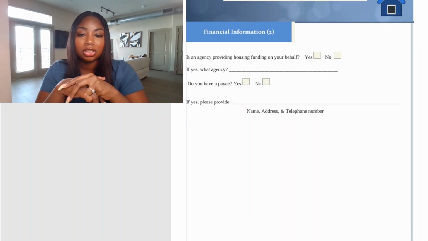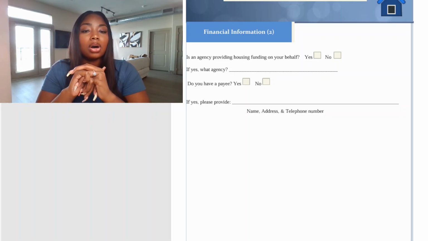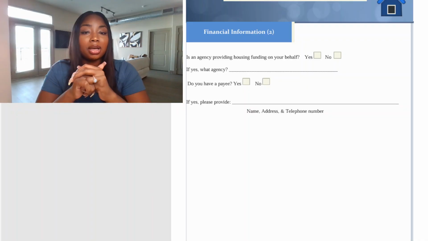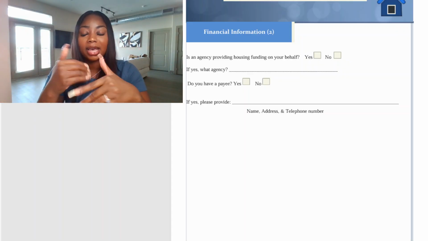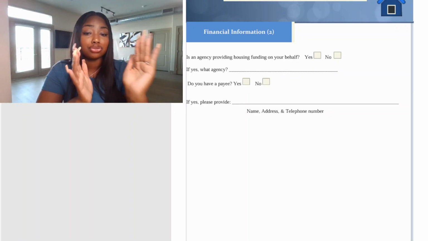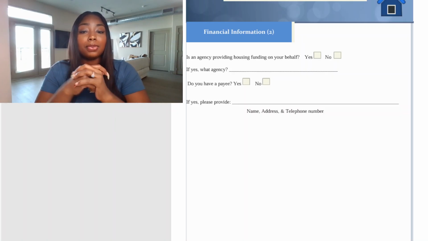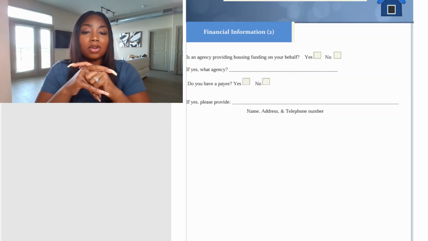Second page to financial information. Is the agency providing housing funding on your behalf? Yes or no? Also, here's a tip. If an individual receives SSI or SSDI, if they currently have a payee, that's important for you to know. A lot of times the individual will be their own payee, meaning they are responsible for handling their financial funds. Secondly, a family member may be in control of their finances and may be their payee. Thirdly, if you require it, you can set you and your business up as that individual's payee. So that way you're responsible for their income.